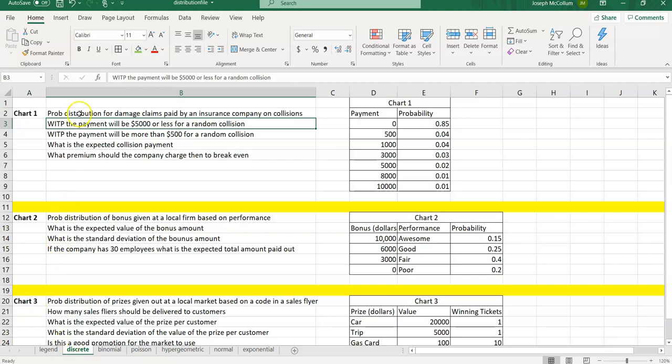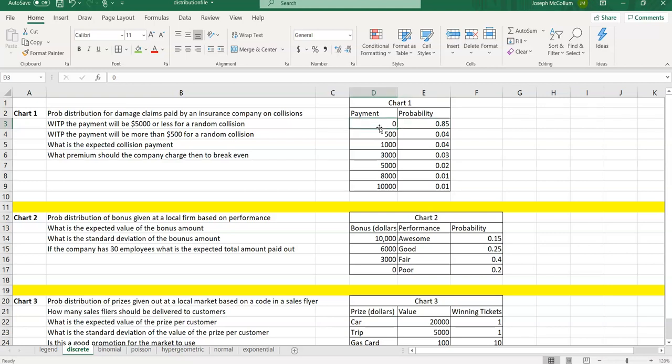Let's start with chart one. Chart one, probability distribution for damage claims paid by insurance company on collisions. All right, so let's go inspect the chart. First thing before I answer any questions, I look at the chart to see what the chart says. Well, the chart says the following information.